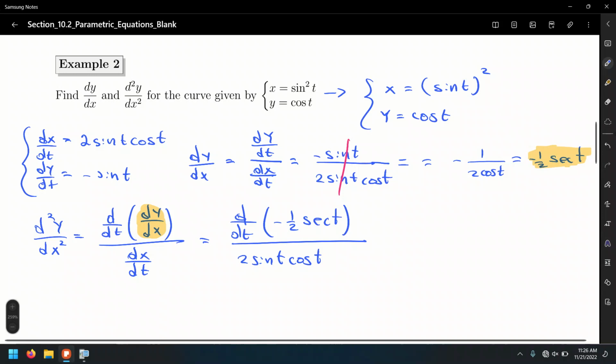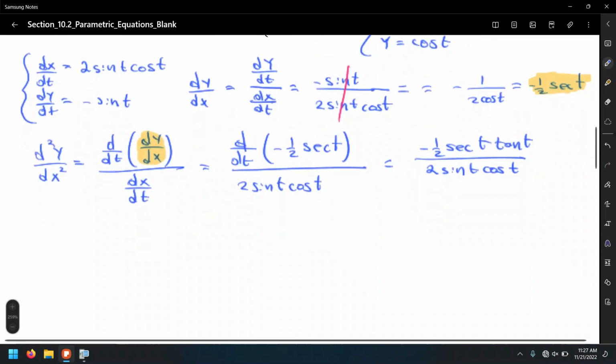Well, what's the derivative of secant? Anybody remember that one? Secant tangent. All right, secant tangent. Times the negative 1/2 secant tangent, and divided by 2 sine t cosine t. So there's a few things that we can still do about it. Number one, I'm worried about the coefficients first. Let's do that part first. So negative 1/2 divided by 2 is the same as saying negative 1/2 times the reciprocal of 2, which is 1/2.